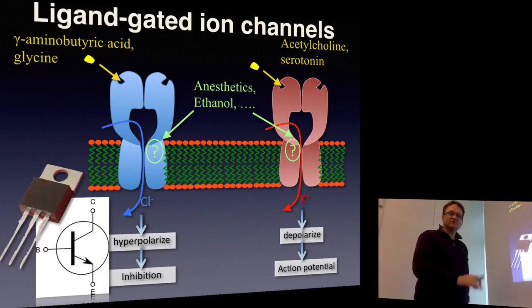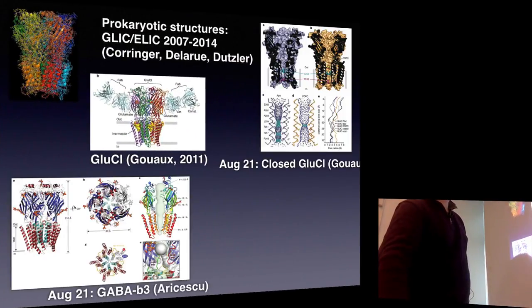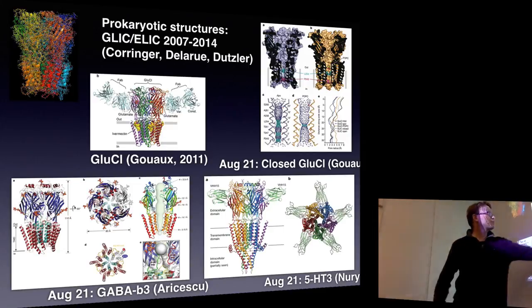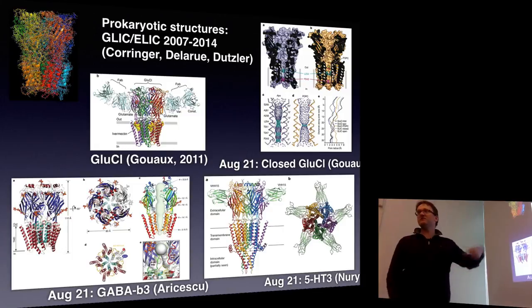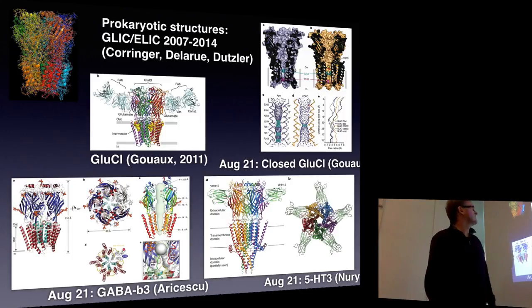When we first started out, we knew almost nothing about these channels. We spent a lot of time building models. The cool thing is that in the last few years, there are now a whole range of these different structures. This was August last year. In one issue of Nature, there were three new structures, and they've kept coming since then. There is now a cryo-EM structure of the glycine receptor, which is really cool. And I guess we're going to see the heteromeric GABA receptor in a couple of years. We're trying to get it too. We'll see who succeeds first.